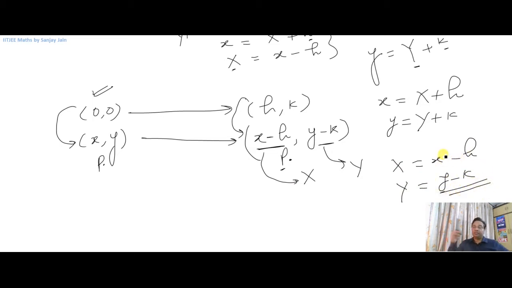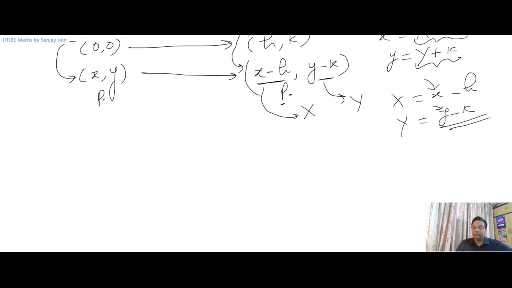So if there is a curve in a coordinate system and I shift the origin to some new place, and now I need to find the equation of that curve in that new system, right? What I'll do is I'll simply replace the old coordinates x and y with these expressions here, X plus h and Y plus k. Let me take a question. I think this will be clear to you.